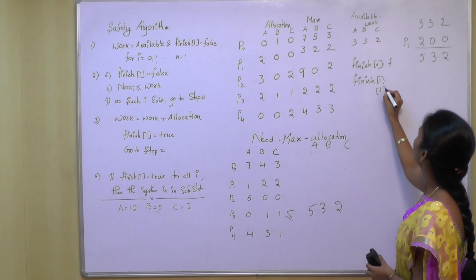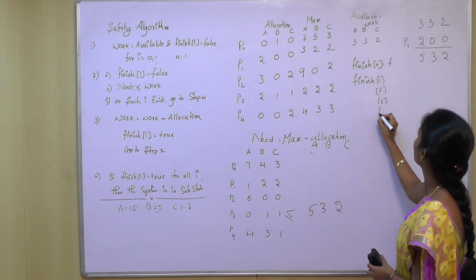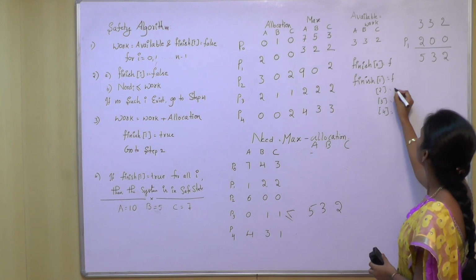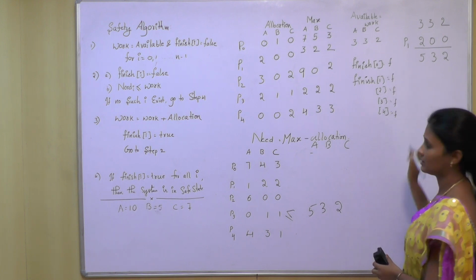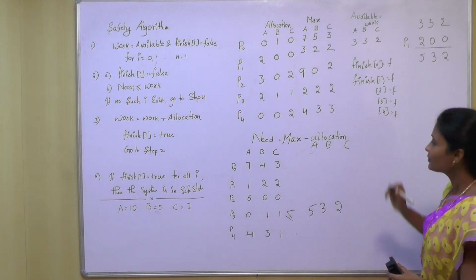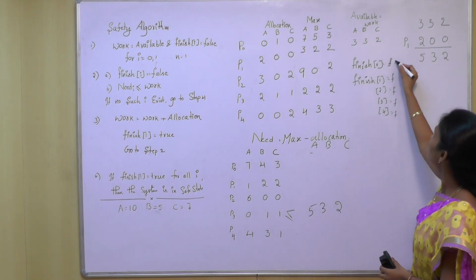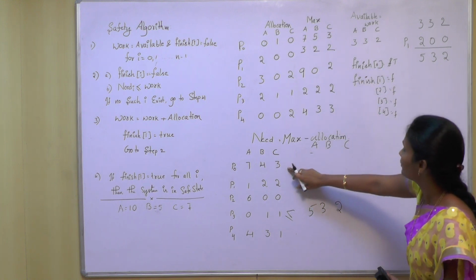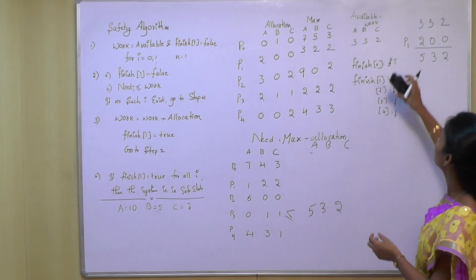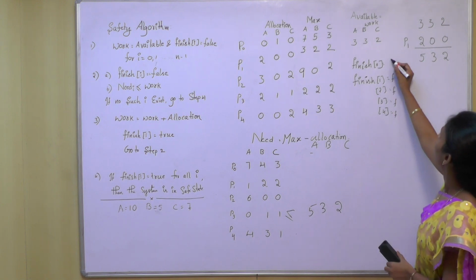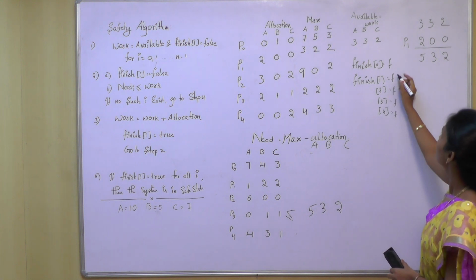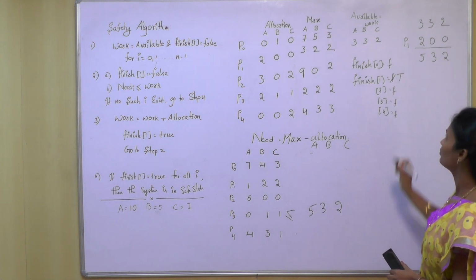Now the finish of 1, 2, 3, 4. All of these processes are initialized with false. When a process finishes, it will change to true. For the first process P0, the condition is not satisfied. The process P1 satisfies the condition, so it will change to true.